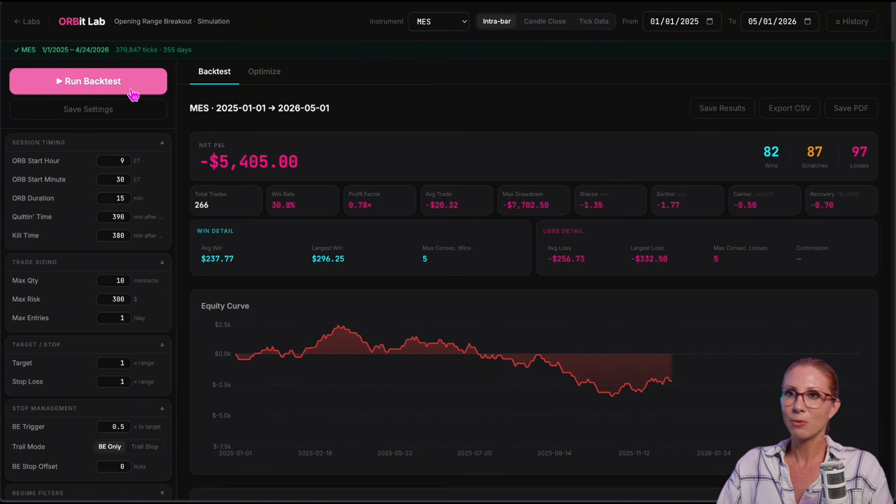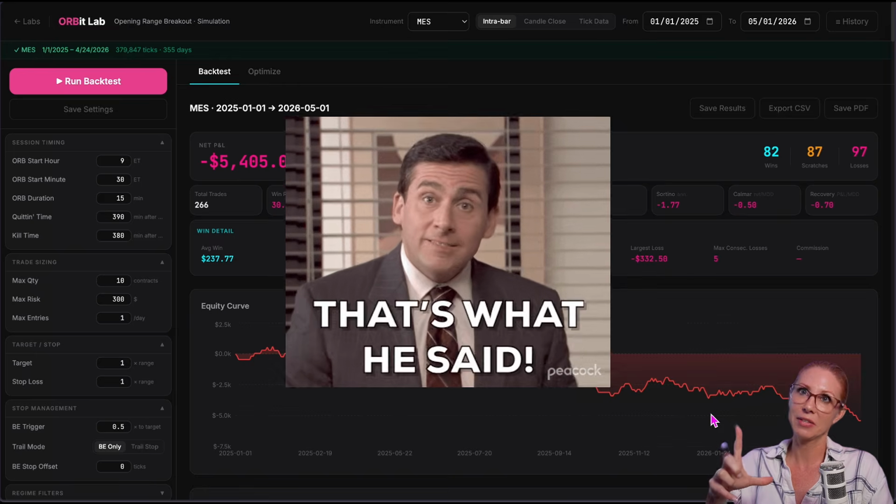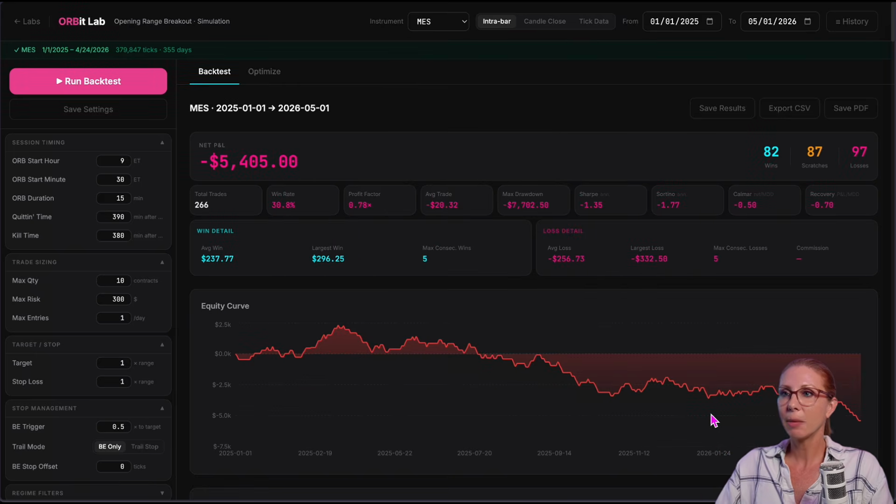I know it's kind of been rough this year. So this is what I was talking about when the market regime matters, because we've actually been pretty choppy, especially on ES. Even though these ranges are massive, we're still getting a lot of kind of choppy action.